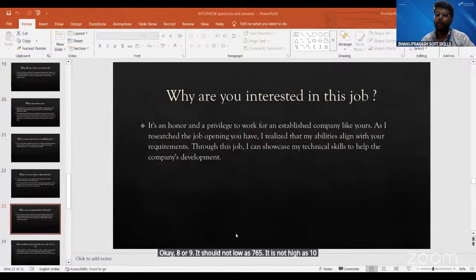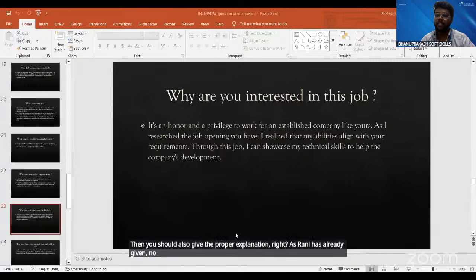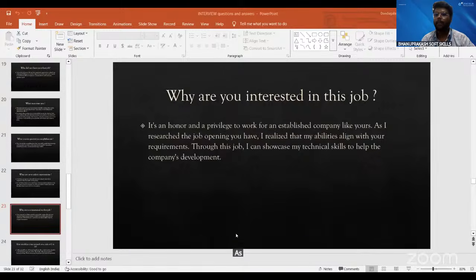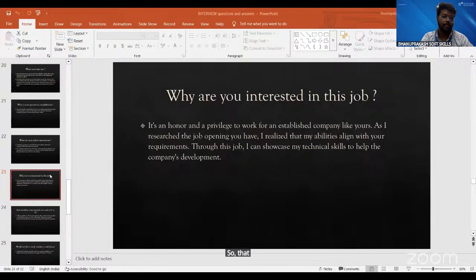Then you should also give the proper explanation, right? As Rani has already given, no one is perfect in this world. Even I come under that category. As I found your company is the best platform for me to fulfill this, 8 to 10 is what you can say. 8.5 or 9. Okay. So that is the answer you can say.